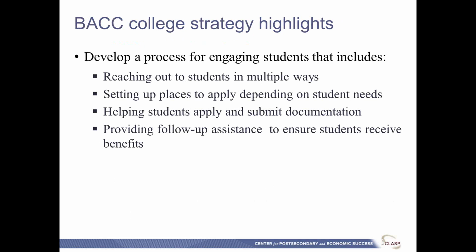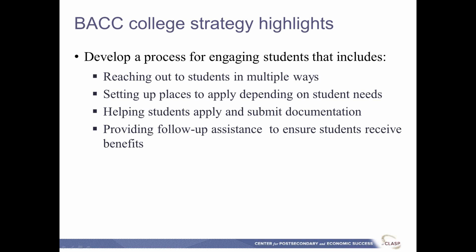BACC college strategy highlights, and I'm going pretty briefly over this. I think at some point we might have another webinar where we'll get into much more detail about what the benefits access activities were that these colleges undertook. But for the purposes of talking about the student flows, I just want to flag a few things. The colleges had to develop a process for engaging students that included, 1, reaching out to students in multiple ways, 2, setting up places to apply depending on student needs, helping students apply and submit documentation, and providing follow-up assistance to ensure students receive benefits.